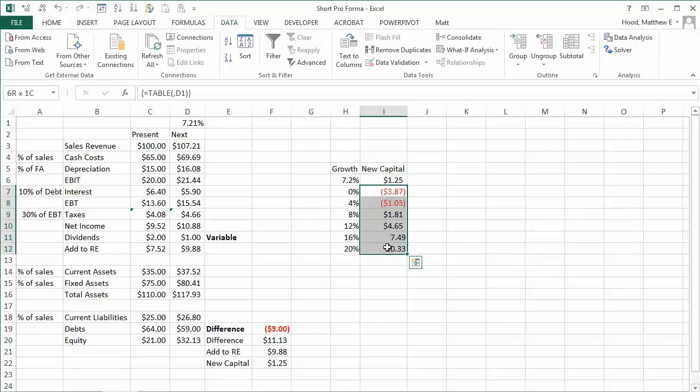Alright, I'm going to put these in dollar signs so it's kind of easier to tell. So with the 0% growth, I could pay off $3.87. With 4%, I could pay off $1.03. With 8%, now I'm going to need new capital. And I knew the number was close to 8% because at 7.21% it flips over to being $1.25. 12%, 16, 20. So I can see what happens when one impacts works with another.